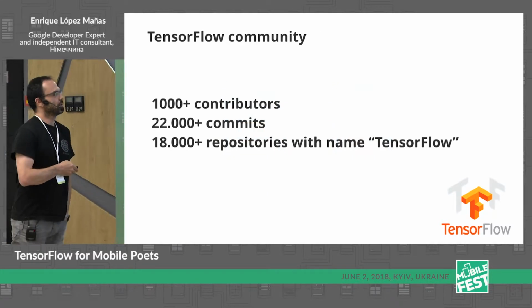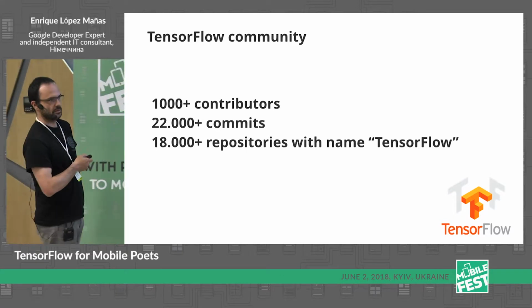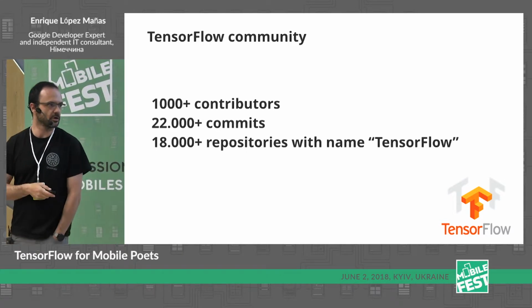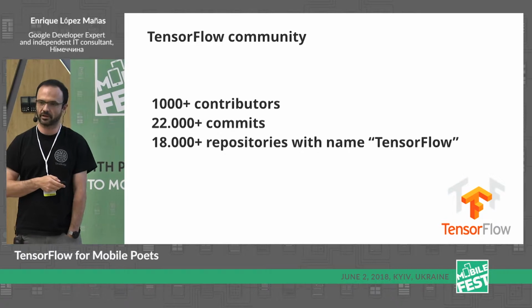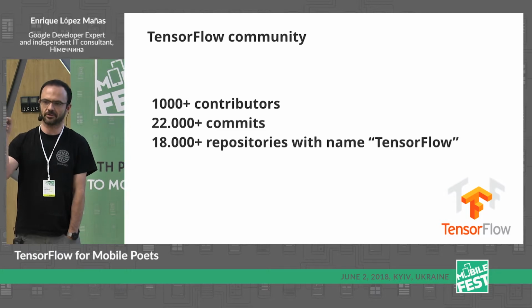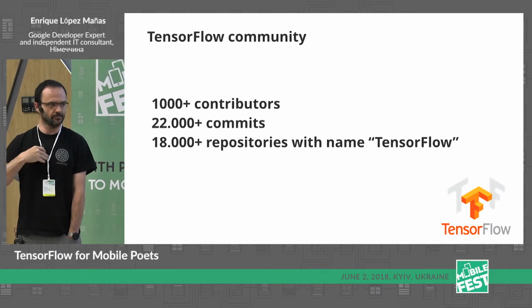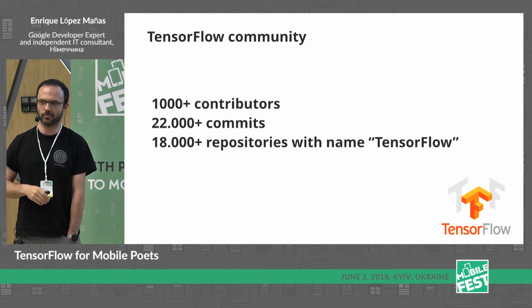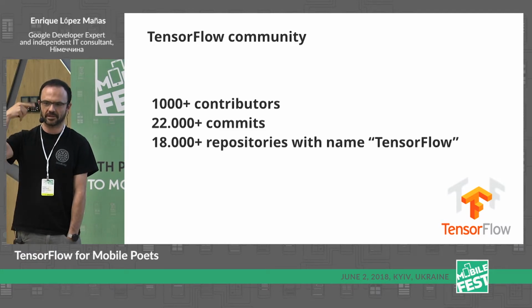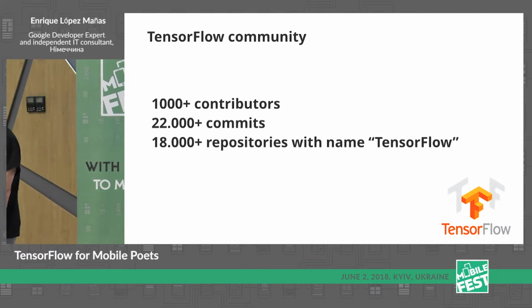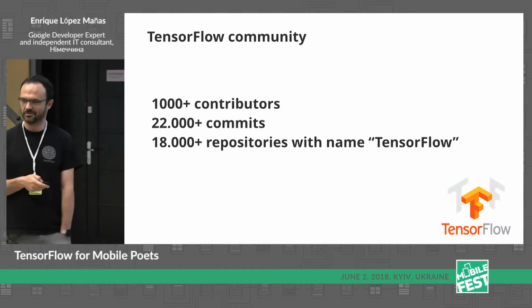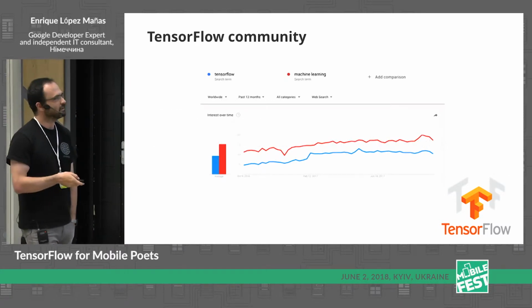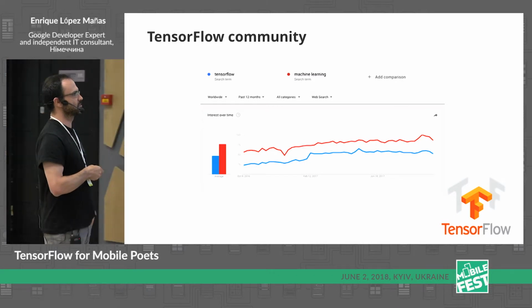So a little bit more about the community. It has more than 1,000 contributors, 22,000 commits, 18,000 repositories with the name TensorFlow. I like from time to time to go to GitHub, search for TensorFlow repository, filter by new or new popular, and you realize that people are a little bit crazy. They are starting to create these very interesting repositories and ideas. This is how the interest has been growing over time.